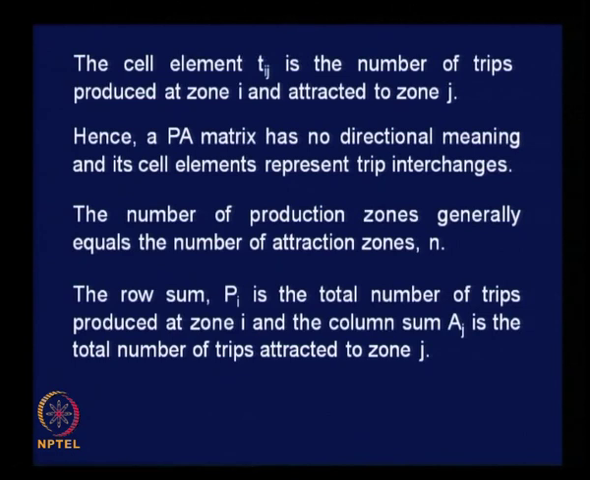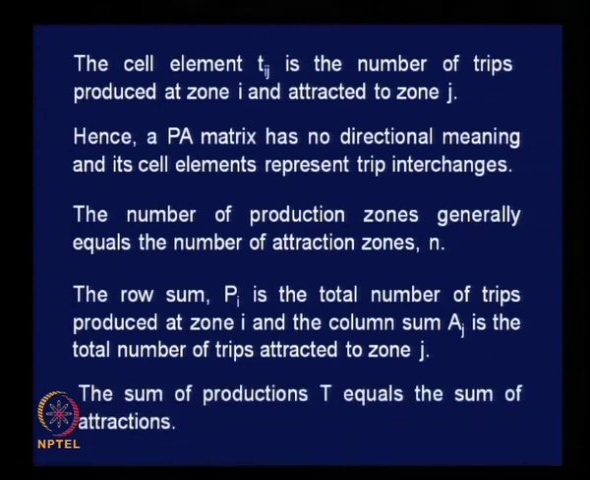The row sum Pi is the total number of trips produced at zone i as we understood, and the column sum Aj is the total number of trips attracted to zone j, isn't it. The sum of productions equals the sum of attractions. Finally we found that the sum of the sums along the row and column should also be equal, because anyway the total number of trips produced should have got attracted somewhere within the study area. Normally both are equal.